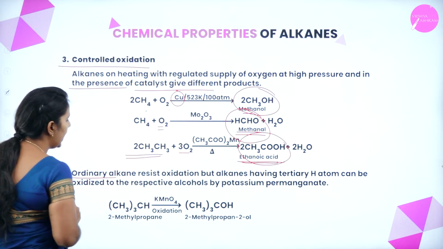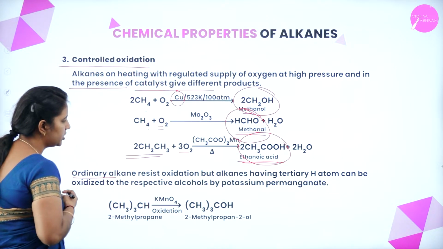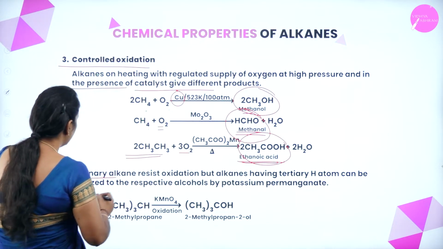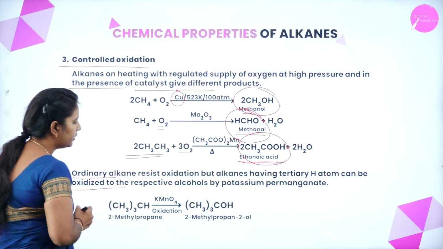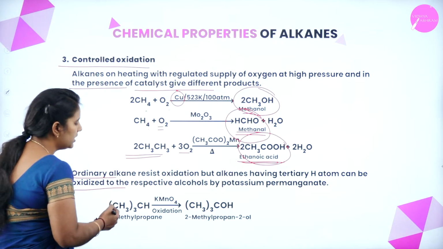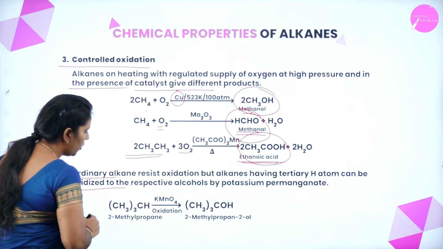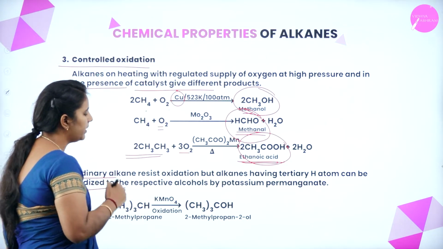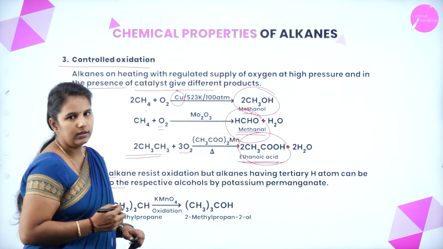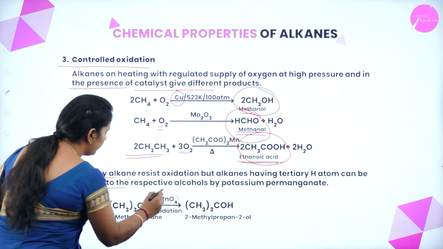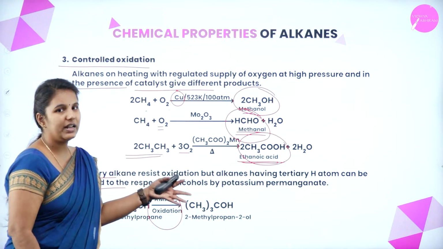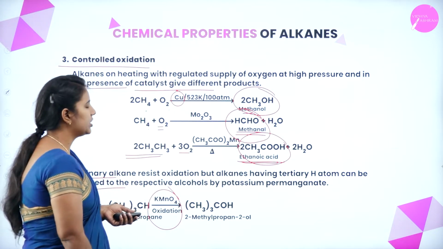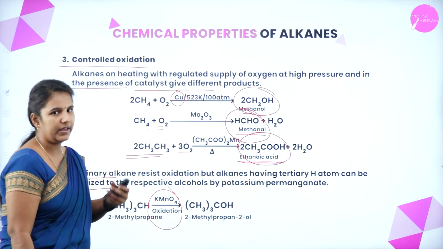Ordinary alkanes resist oxidation, but alkanes having a tertiary hydrogen atom get oxidized to give the respective alcohols, especially 2-methylpropane in the presence of manganese, which gives 2-methylpropan-2-ol. This is how, if you use a different catalyst, you will get a different product while doing controlled oxidation or controlled combustion, we can say.